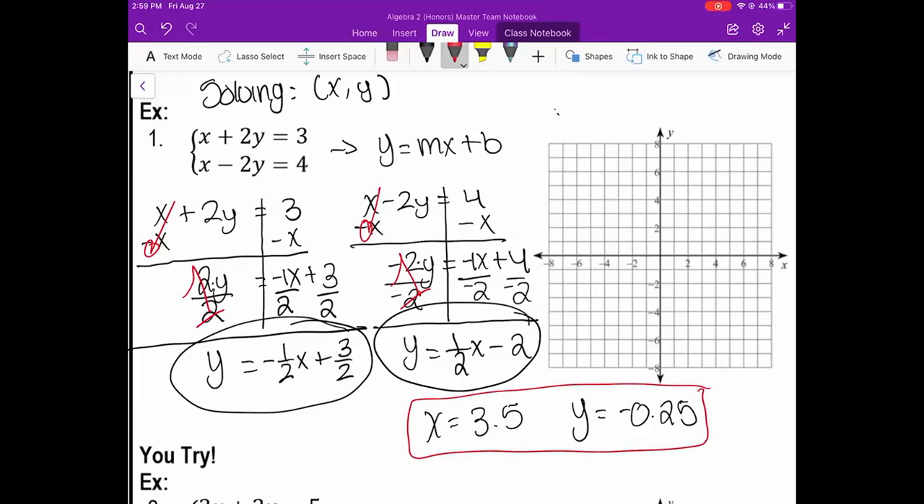Like I said earlier, the difference between solving an equation and solving a system is that an equation only has an x value. We're looking for the x value. With a system of equations, we're looking for both the x and the y.